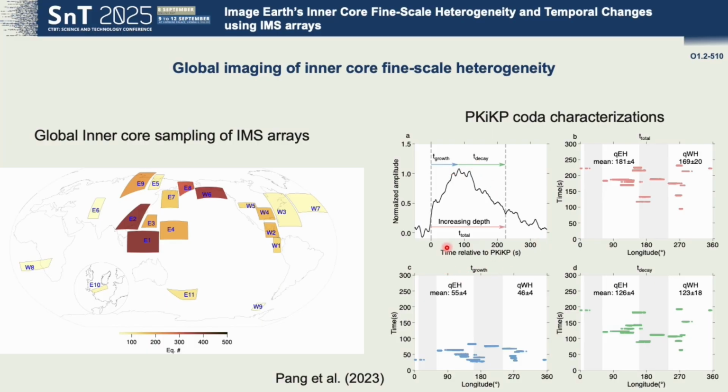This shape reflects the inner core's heterogeneous structure. By measuring the growth, decay, and the total duration of these coda, we test whether hemispherical patterns, like those we have seen in attenuation and anisotropy, exist in the inner core's fine-scale structure. The answer is no. Instead, we see strong regional variations, but there is no systematic hemispherical difference.